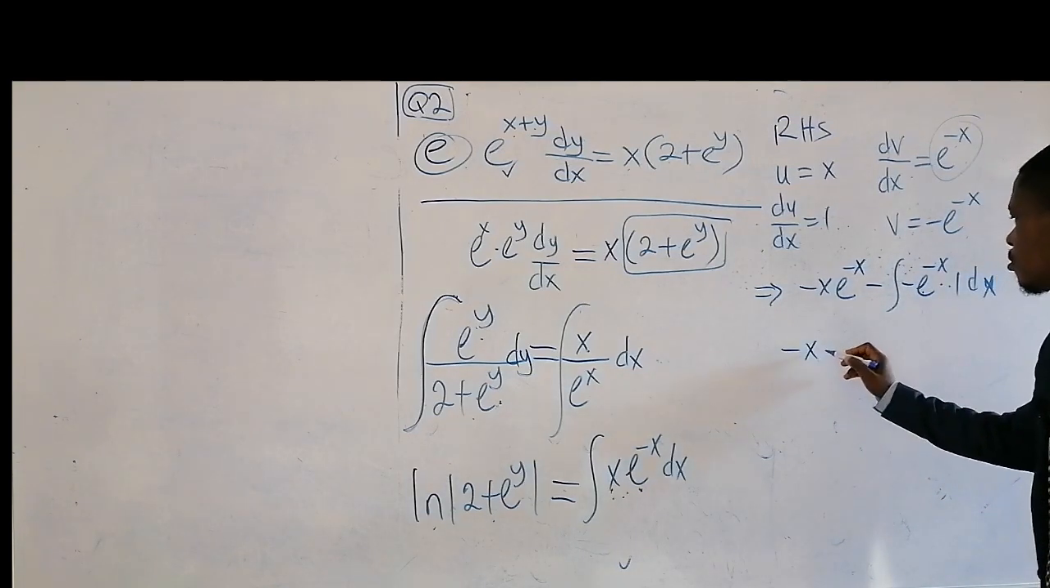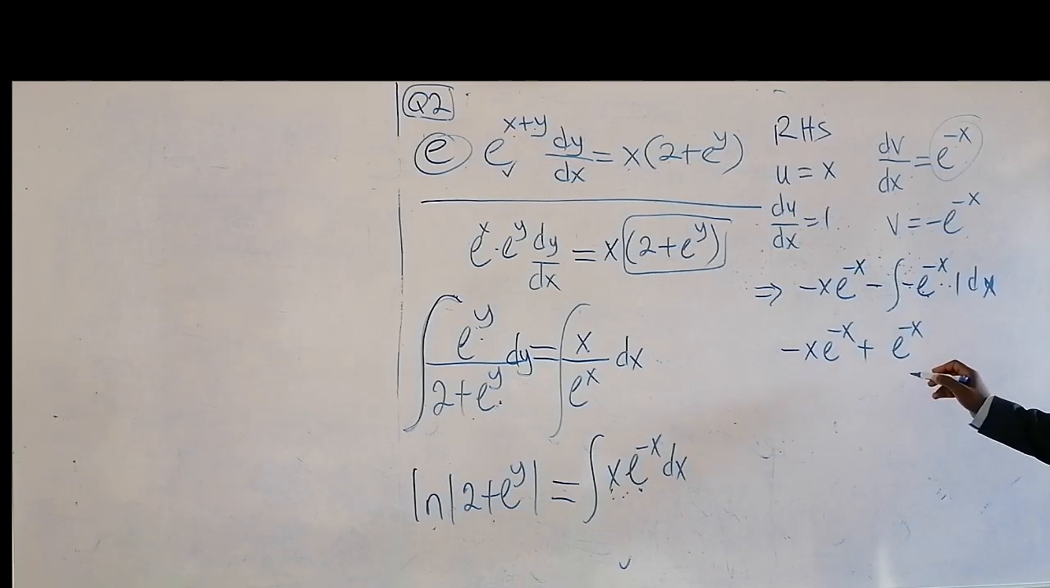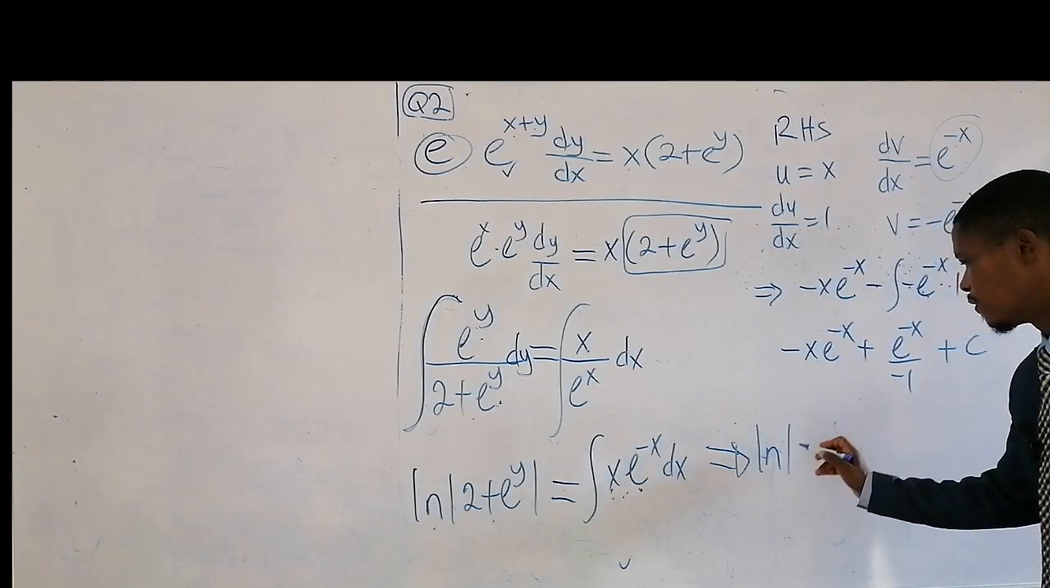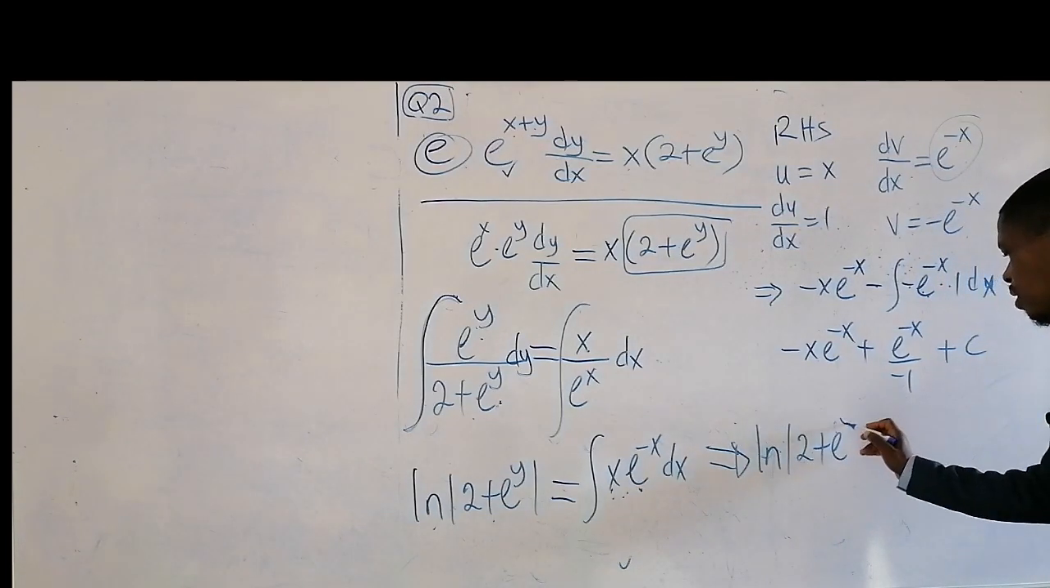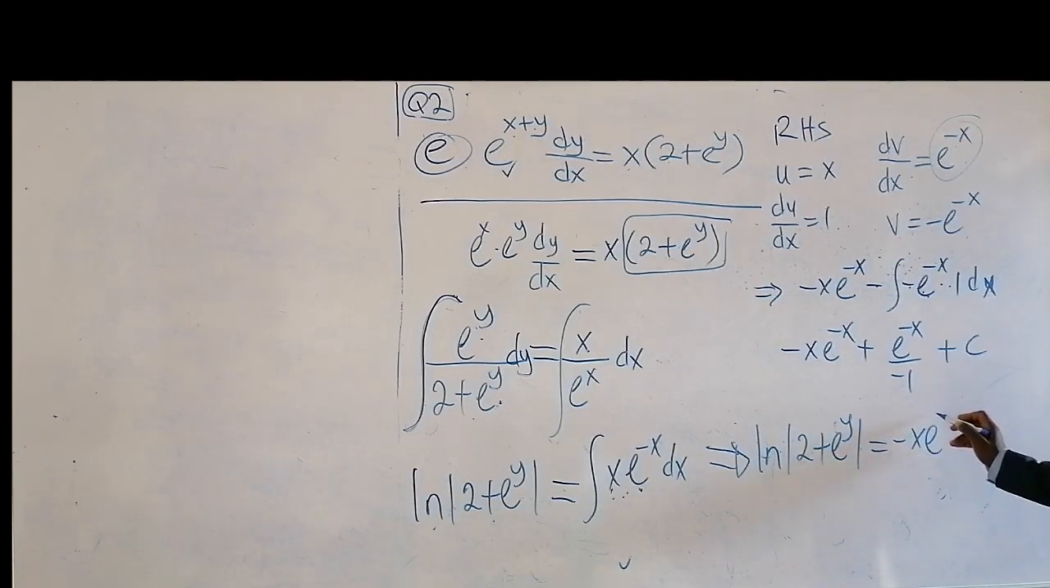And that will give us this. Minus times minus, that's a plus. Integral of this one will give you the same also, but minus 1. Then plus c. So the final answer will now become: ln of the function 2 plus e to power y equals minus x e to power minus this, plus times minus, that's minus exponential to power minus x plus c. That finishes the solution to that question.